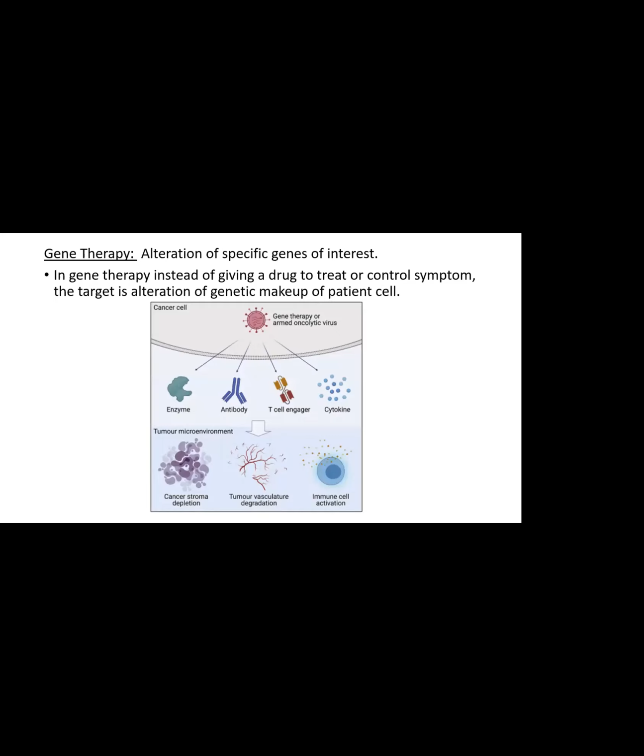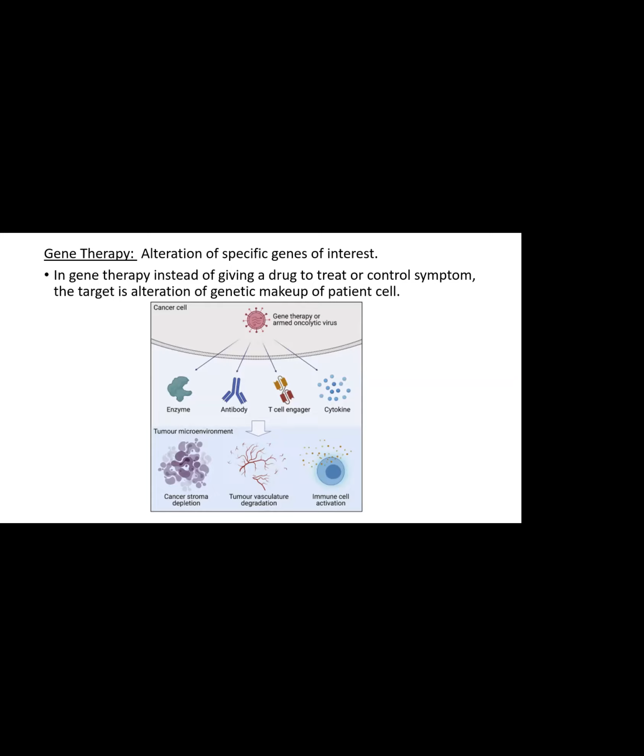Coming to gene therapy. In gene therapy, the main target is alteration of specific genes of interest. Instead of giving a ready-made drug to treat or control a symptom, the target is alteration of the genetic makeup of the patient cell.